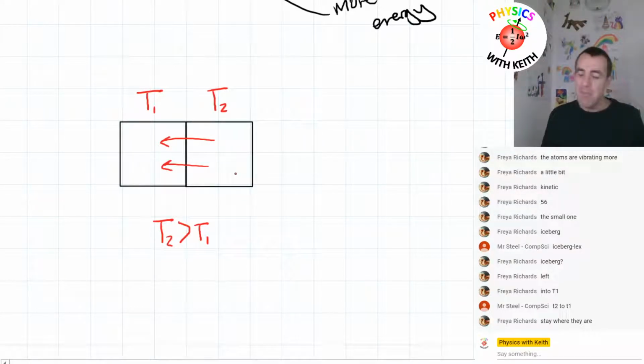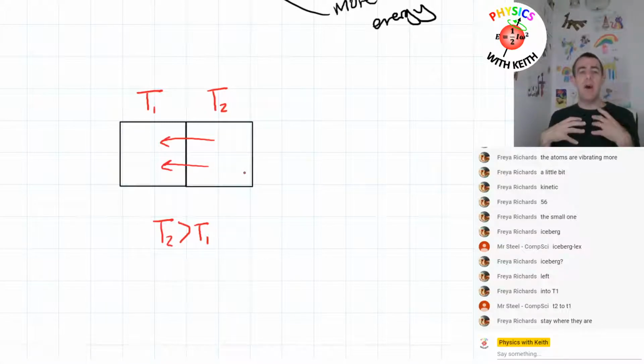So what's happening to transfer this heat? There isn't actually something physically moving from right to left. What's happening is the particles on the right are colliding more frequently, and on the boundary between these two different temperatures, if you've got something on the right colliding more frequently against the thing on the left, it's going to transfer energy preferentially in that direction.